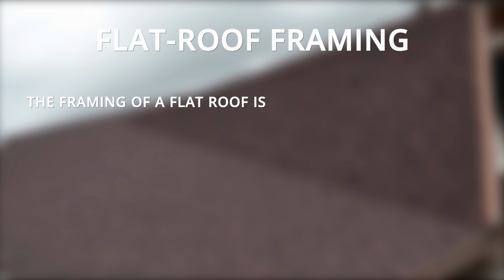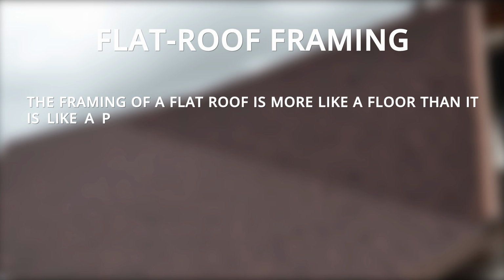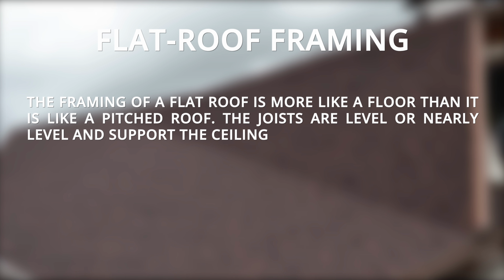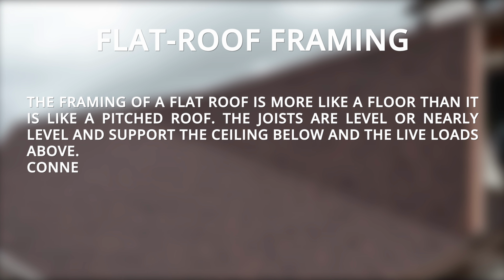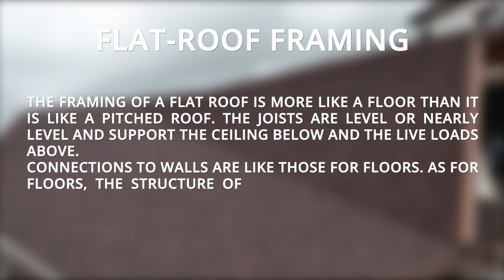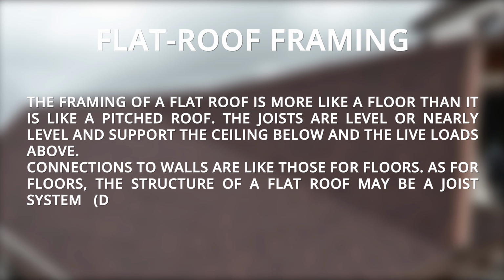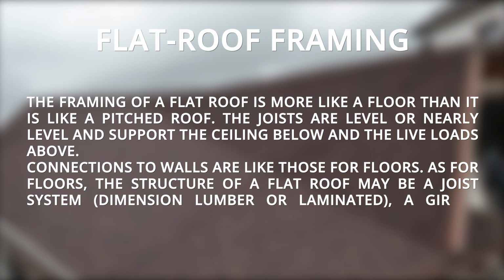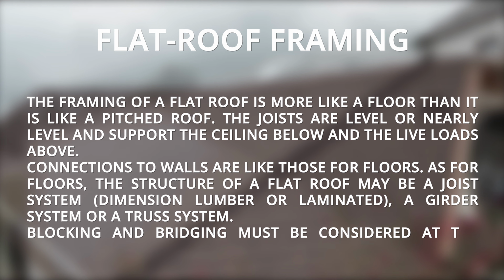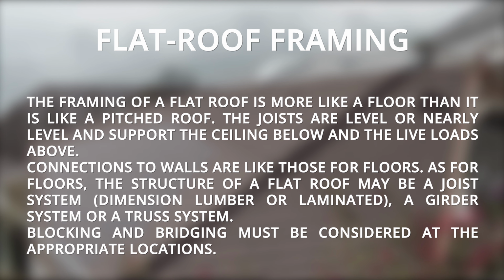Flat roof framing. The framing of a flat roof is more like a floor than it is like a pitched roof. The joists are level or nearly level and support the ceiling below and the line loads above. Connections to walls are like those for floors. As for floors, the structure of a flat roof may be a joist system, dimensional lumber or laminated, a girder system, or a truss system. Blocking and bridging must be considered at the appropriate locations.